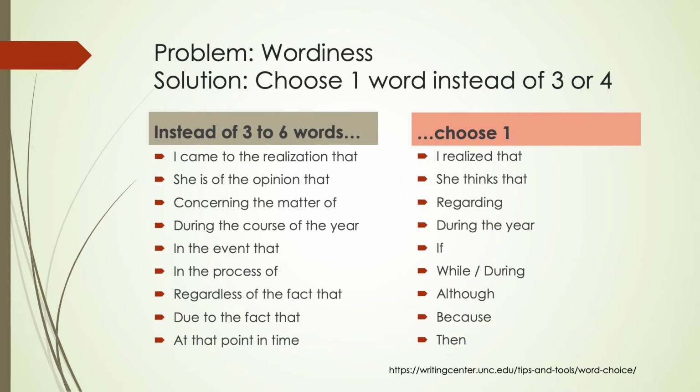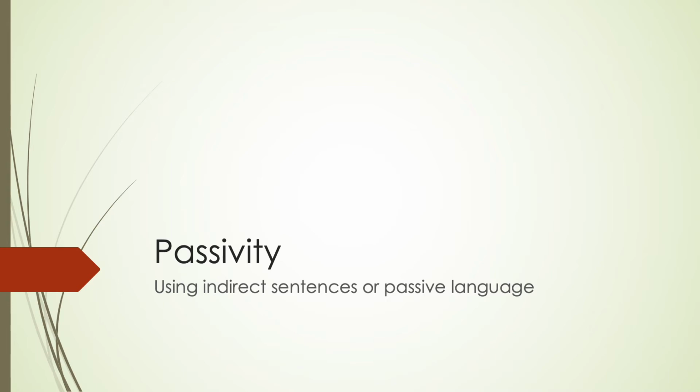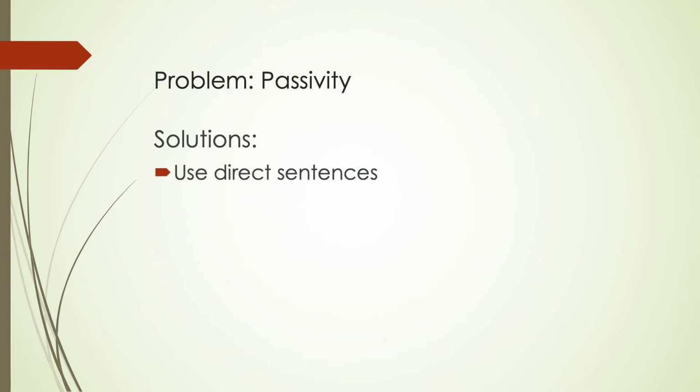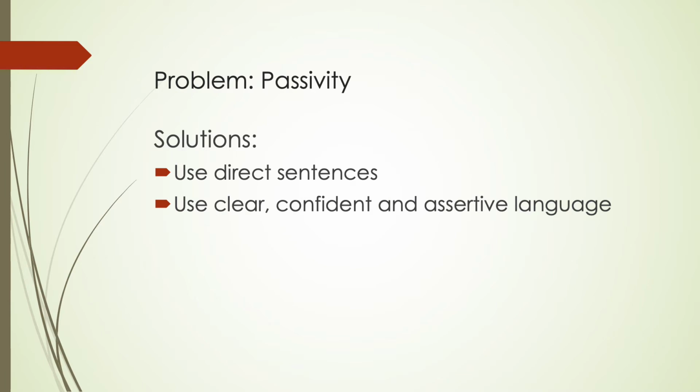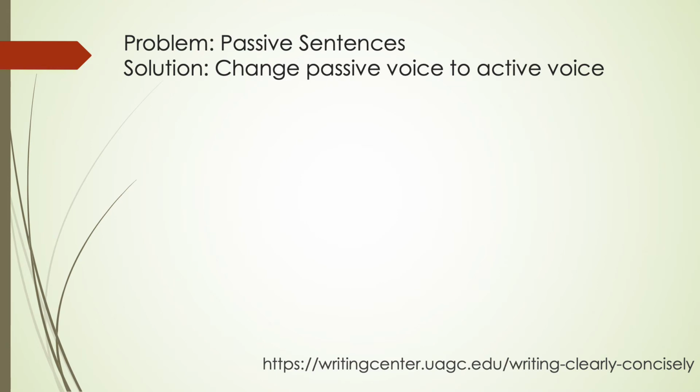Let's take a look at the next problem, passivity. Using indirect sentences or passive language. Let's take a look at the solutions. So you can use direct sentences, and you can use clear, confident, and assertive language. So let's take a look at some examples of the passive voice. "Mistakes were made by us." We want to change this to the active voice. "We made mistakes."